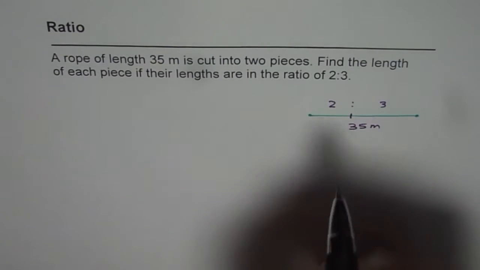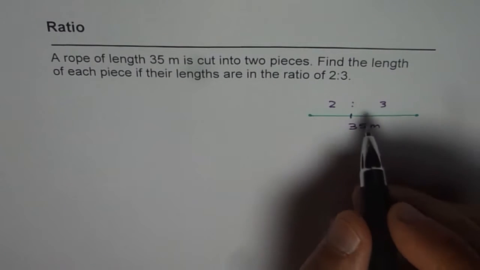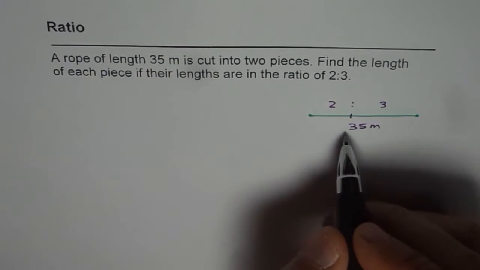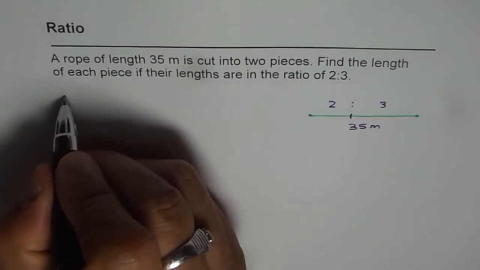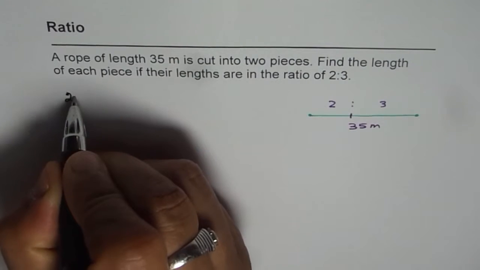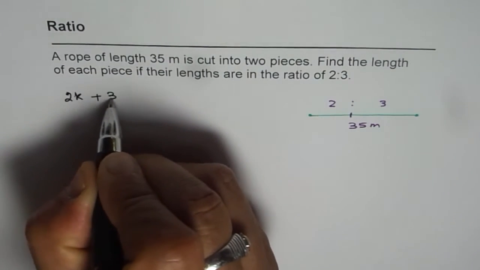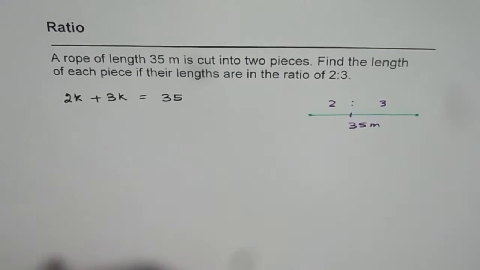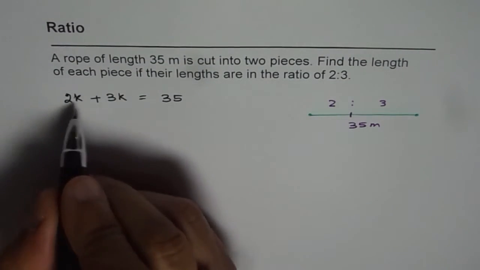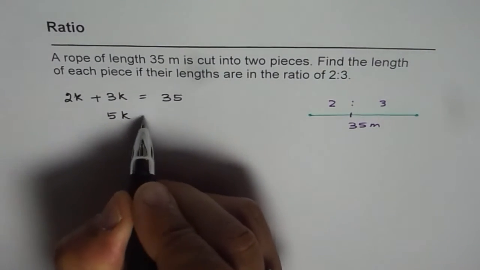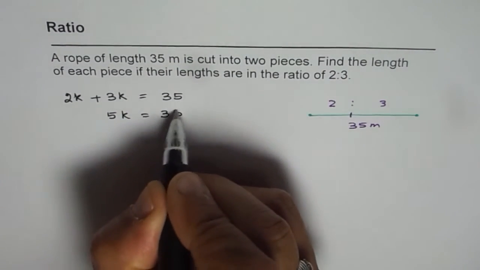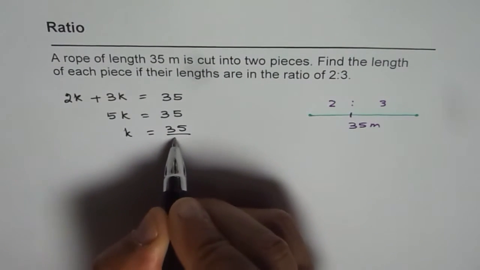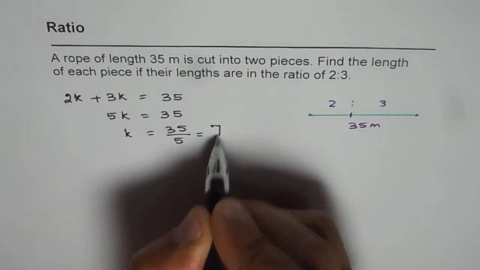One way is, so there is a constant factor. So we say if it is 2 units long, we don't know what those units are, right? Now we want that in meters. So what we can say is, we can say that the ratio is, let us say, k. So 2 times k plus 3 times k is equal to 35 meters, right? Now we can add these two. 2 plus 3 is 5. So we get 5 times k is equal to 35 meters. k is equal to 35 divided by 5, which gives us a value of 7.